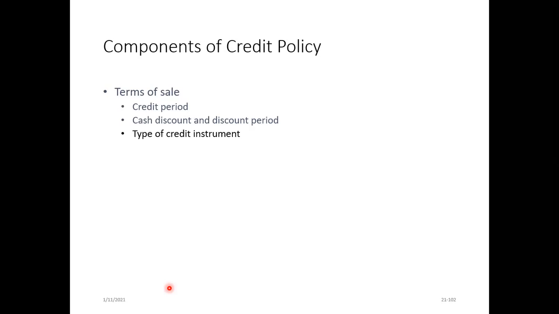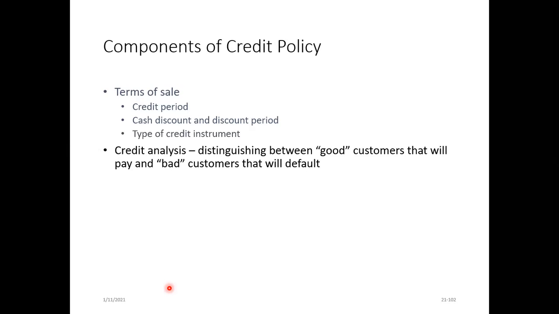Cash discount and discount period. Say your standard period is 30 days. This means your customers should settle the money within 30 days. To encourage your customers to pay early, you can give a cash discount. Say the normal period is 30 days. If any customer settles the money within 10 days, we can give them a 2% discount. It's called cash discount. And type of credit instrument. Right.